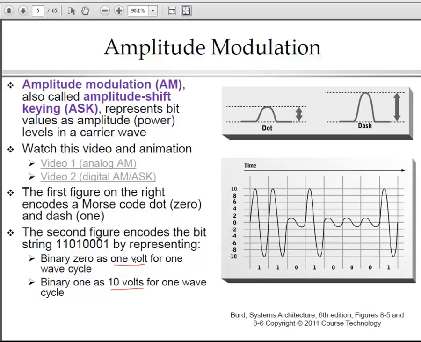Binary 0 was represented by a 1-volt peak. Binary 1 was represented by a 10-volt peak. Okay. We've got that 9-volt difference. Okay, that's a big difference.